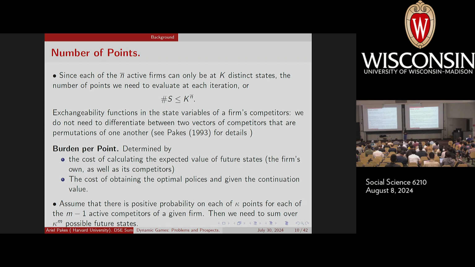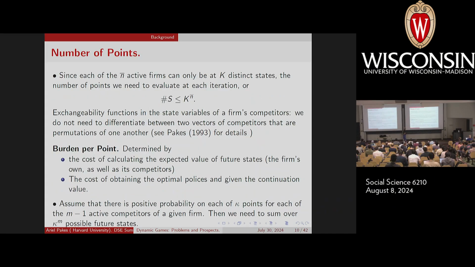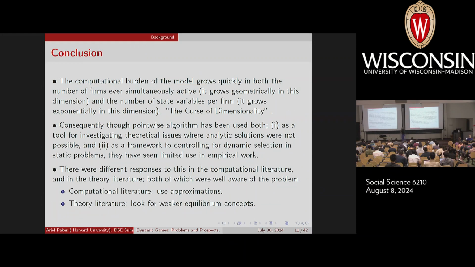And then for the burden per point, the cost of calculating expected value, if there's a positive probability on kappa points for each of the m minus 1 active firms, then there's kappa to the m. It also grows like that. That's the integral to get continuation values. Okay. So that's the curse of dimensionality. Those 2 things are what you hear in the literature as the curse of dimensionality. The dimension of the state space, okay, and then the dimension of the integral that I have to calculate for continuation value. Okay.